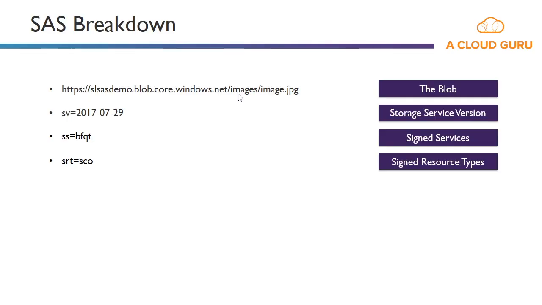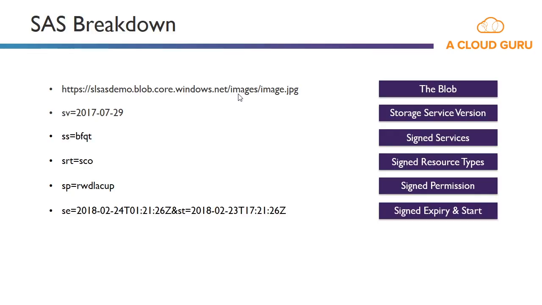This could be the blob, or in the case of a table, it could be the table, or queue messages, etc. Then we go down a little further and we have signed permissions. This is a bit of a mouthful here. We've got RWDLACUP. Well, let's break these down. The R is for read, so that gives us read access to the object. The W is for write access. The D is for delete. The L is for list. A is for add. C is for create. U is for update. And P is for process. That's specific to queue messages. The same goes for update. That's specific to queue messages.